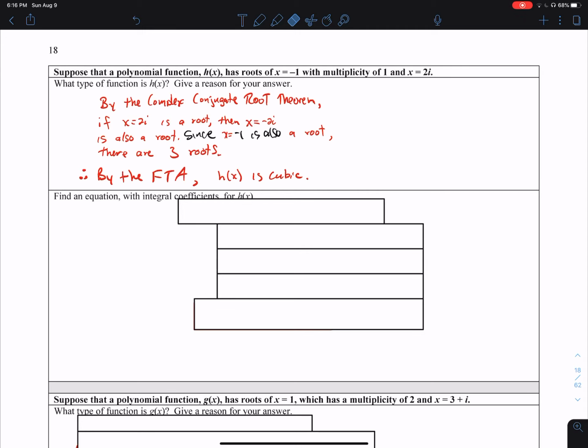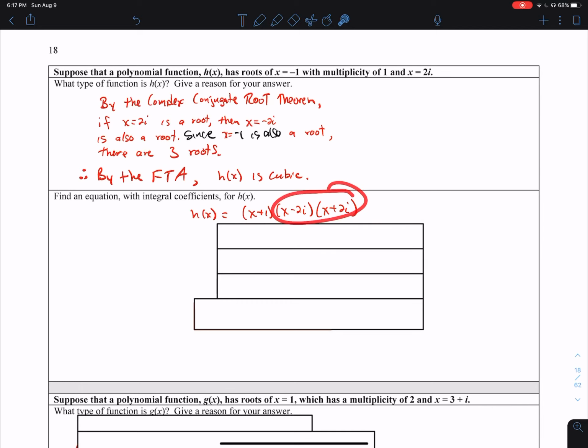Find an equation with integer coefficients of h. Well, according to the factor theorem, since negative 1 is a root or a 0, x plus 1 is a factor. Since 2i is a root, x minus 2i is a factor. Since negative 2i is a root, x plus 2i is a factor. So we're supposed to find the integral coefficients. That means they're integers. So this all needs multiplied out.